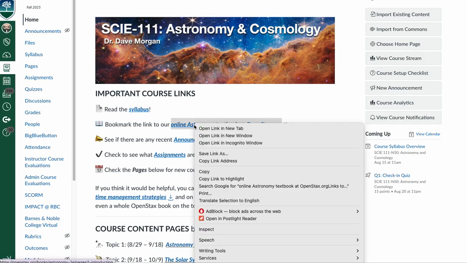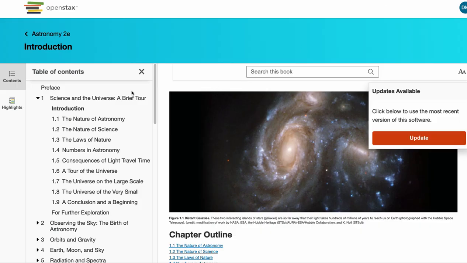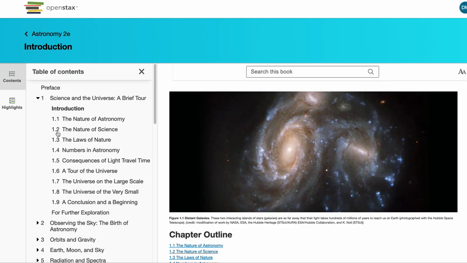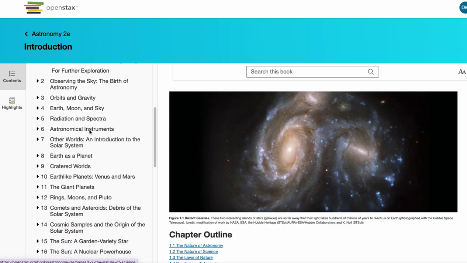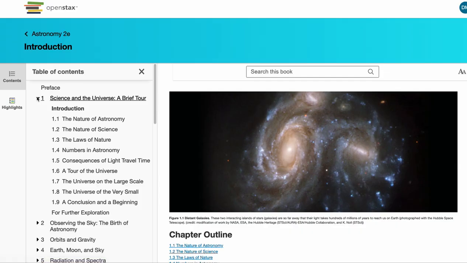Next is the online astronomy book. Let me open that in a separate tab. We're using a free astronomy textbook from a company called OpenStax. You may have had a course before that uses OpenStax. They make free textbooks for a lot of topics. You can read it in your web browser, or you can download a PDF, whichever you like.